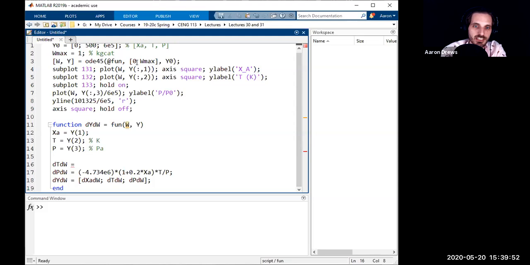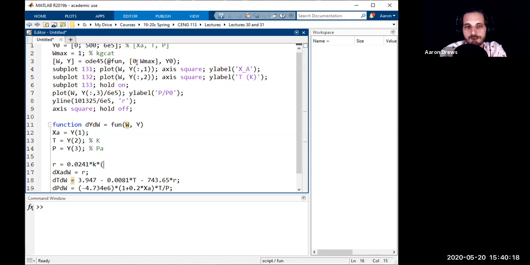So 3.947 minus 0.008181 times T, and then minus 743.75 times R for DT. And DXA is just R. R is 0.0241 times K, 1 minus XA divided by 2 times XA times P over T.